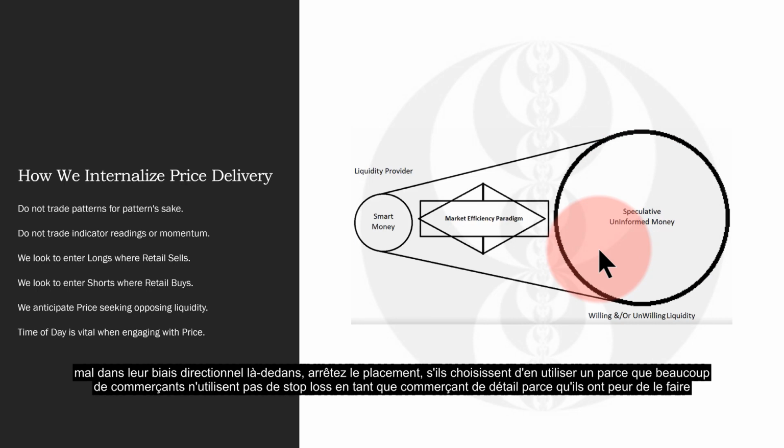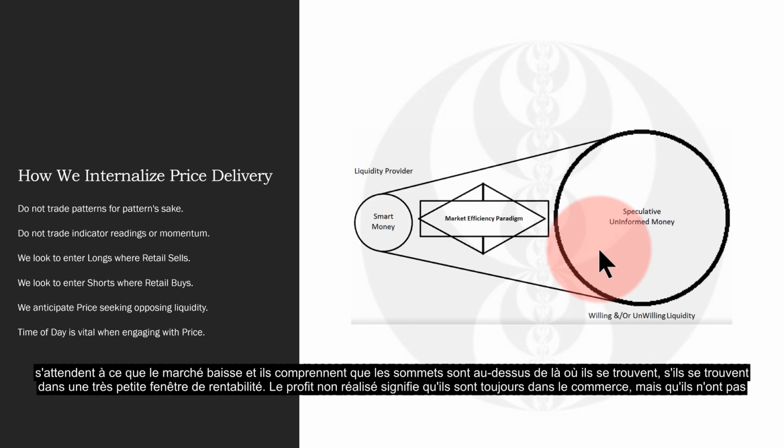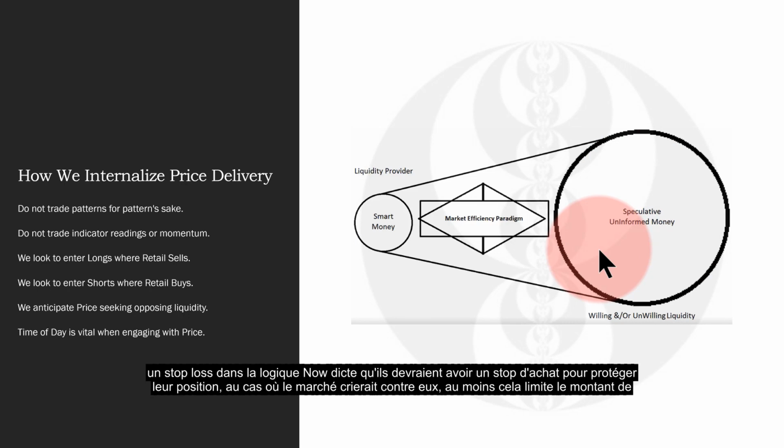A lot of traders don't use a stop loss as a retail trader because they're afraid, they may expect the market to go lower. And they understand that the highs above where they're at, if they're in a very small window of profitability, unrealized profit, that means they're still in the trade, but they don't have a stop loss in. Now, logic dictates that they should have a buy stop in to protect their position in case the market screams against them. At least it limits the amount of equity lost. But they may look at an old high and say, okay, I understand that my stop should be above that.